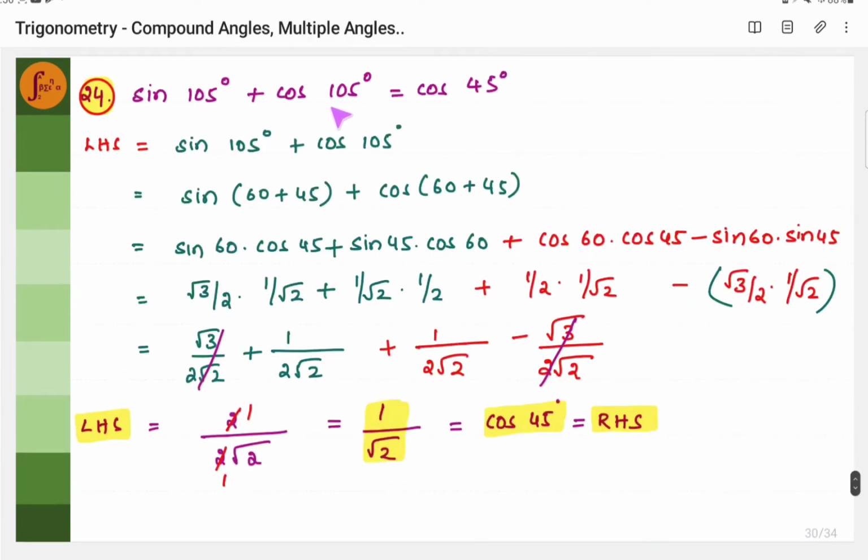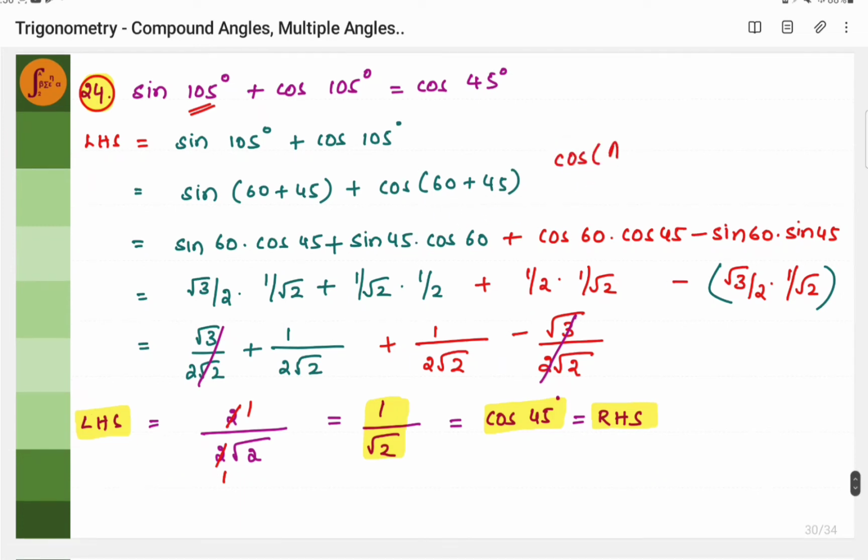Now let's go to the 24th sum. Here you'll have to prove that sin 105 plus cos 105 is cos 45. What we'll have to do is split 105 as 60 plus 45, right? Then use the sin A plus B formula, sin A cos B plus cos A sin B. Here it is the cos A plus B formula, which is cos A cos B minus sin A sin B. Because it's plus over here, you'll have minus as per the cos A plus B formula.